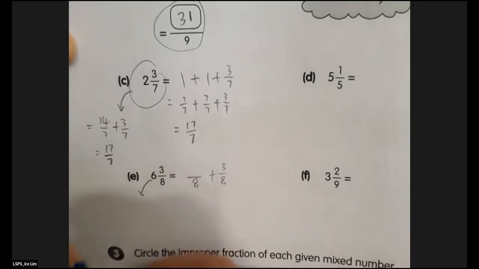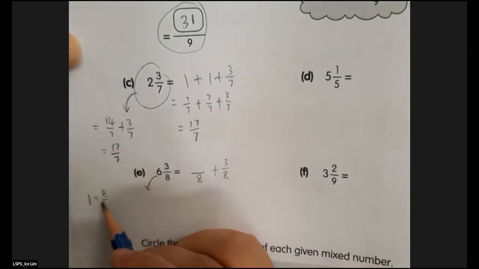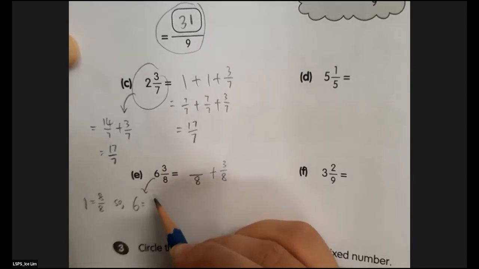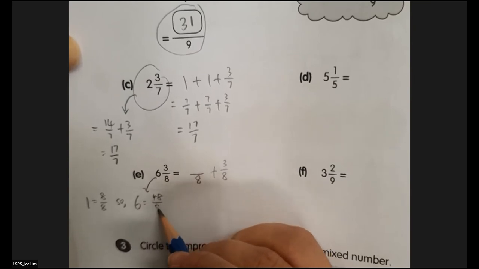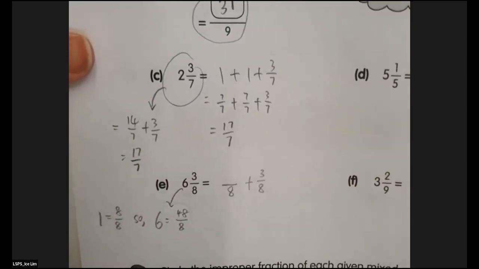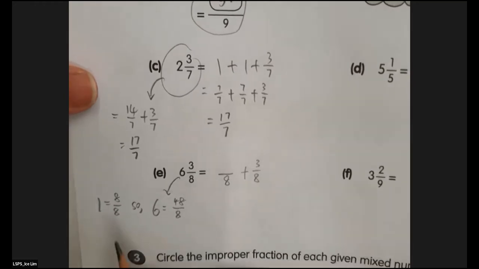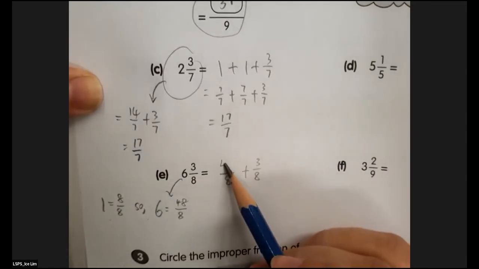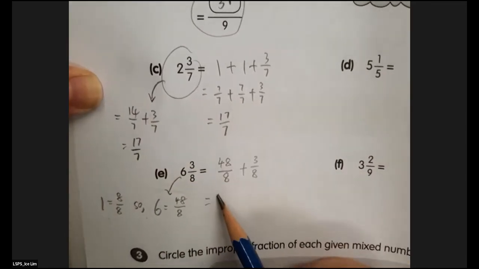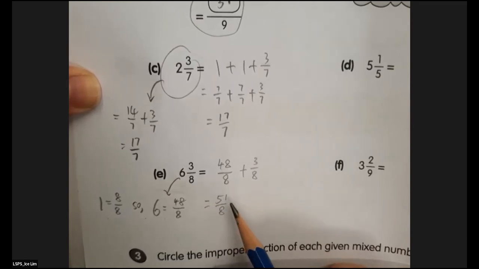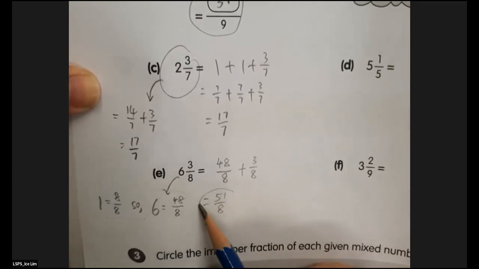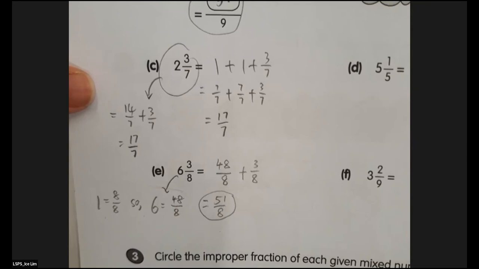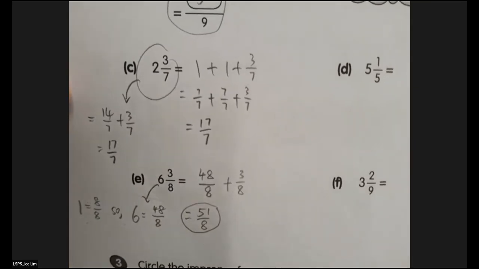Because one whole is 8, 8, so 6 wholes will be 6 times 8, 48. Can I understand? Any problems?